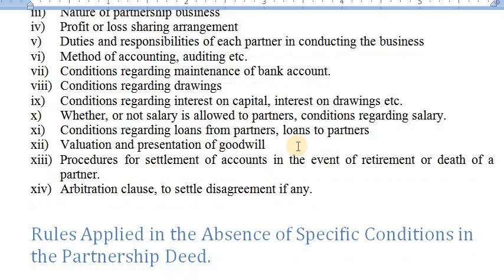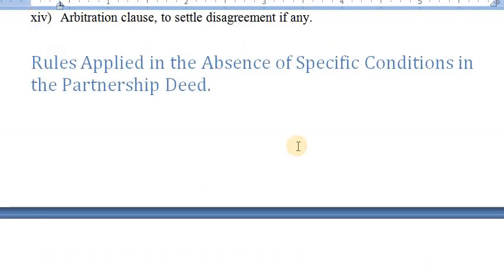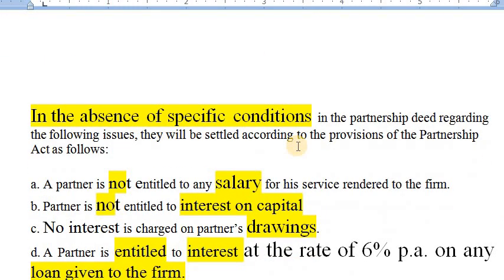Okay, then certain rules are applied in the absence of a written agreement. If you don't have it in writing, or if the agreement is silent about something, what is the rule? For example, salary. If the agreement doesn't say anything, that doesn't mean that everybody can claim salary. No, everybody cannot. Everything is no, except interest on loan. Salary, if it is not mentioned, no salary.